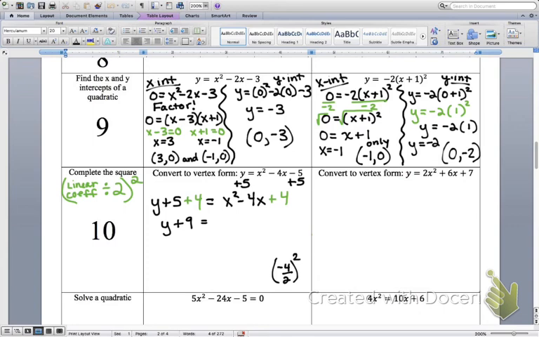We completed the square. So you take the middle term, divide it by 2, so that gives us x minus 2, and square it. If you want to factor x squared minus 4x plus 4, you can do that, and you will get (x minus 2) times (x minus 2), which we can write as (x minus 2) squared. The last step, in order to get into vertex form, we need y by itself, so we're going to subtract 9 from both sides. Then we're done.